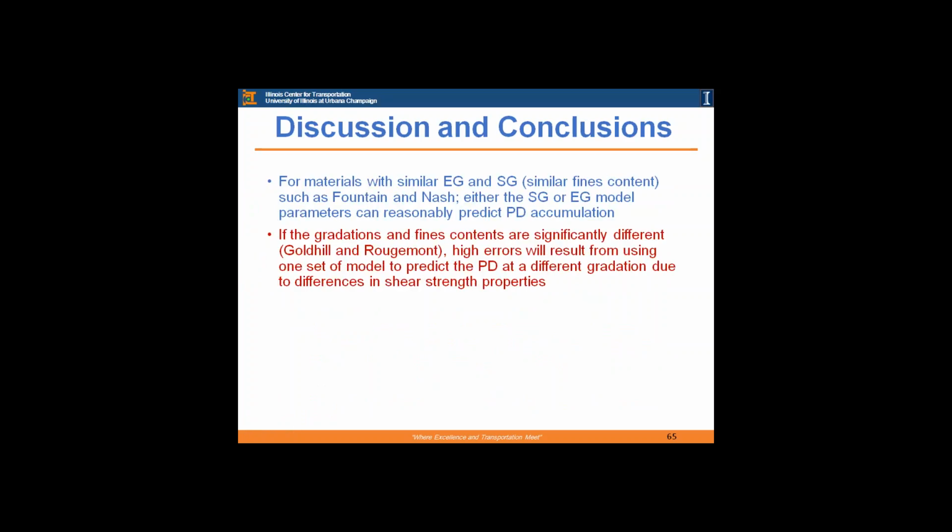This is the study of correlating the source gradation and engineered gradation model parameters to each other. So we saw that if the gradations are similar or the shear properties are similar, then one model's parameters can actually estimate the permanent deformation of other gradations reasonably well, but if they are not, then they will not.